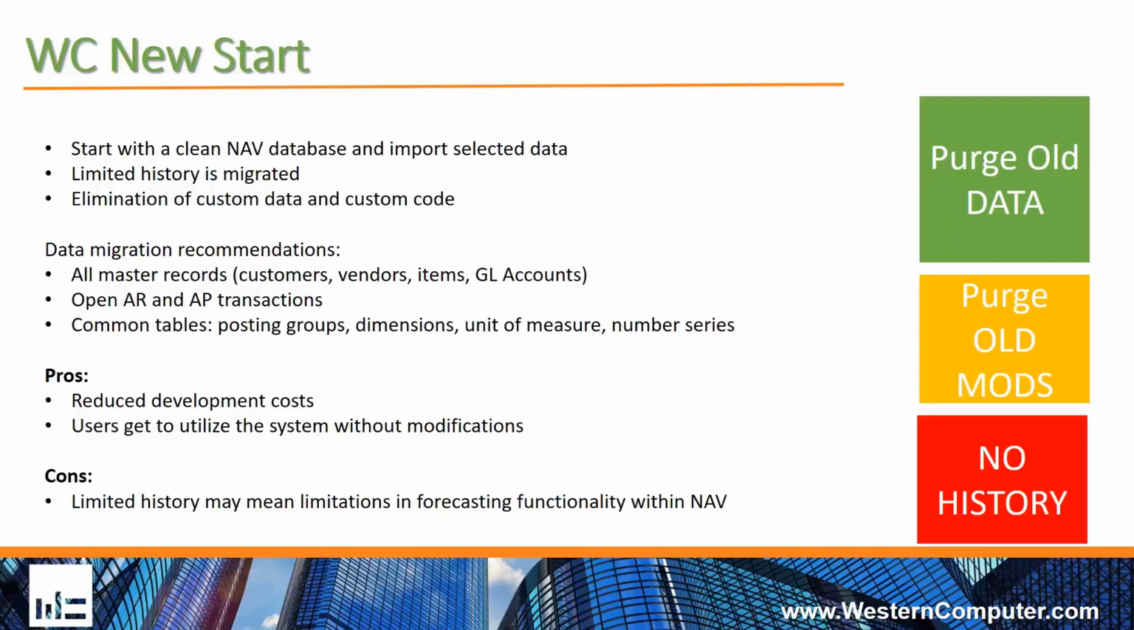And then we would also eliminate custom data and custom code. So if you have some custom code that was unnecessarily developed in the first go around and there's a bunch of data that's associated with it, that too would also get eliminated. So the data migration recommendations on this is all master records, your GL accounts, your items, vendors, customers, kind of thing. We talked about Open AR and Open AP, and then some common tables, your posting groups, your dimensions, units of measure, and your number series.